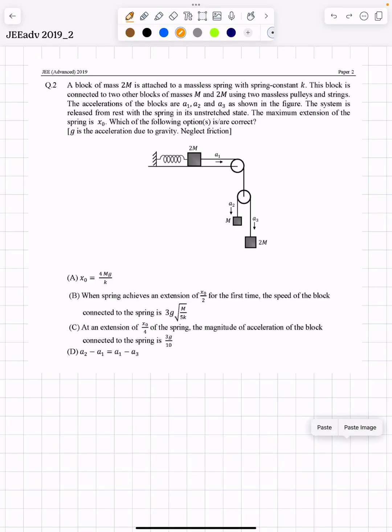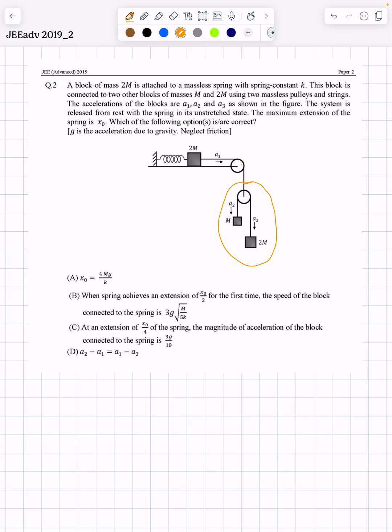Okay, so in this video we will be seeing the solution of one of the mechanics problems asked in 2019. So let's take a few minutes to read the problem carefully. You can see there is a spring and a mass 2m attached to the spring, and this is connected through a massless pulley here to another two block pulley system. So this is a two block pulley system.